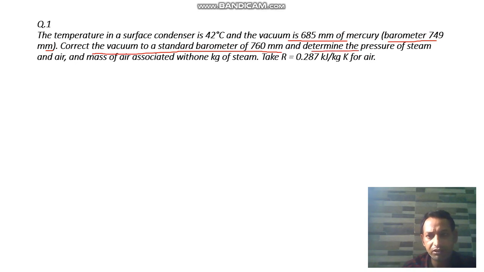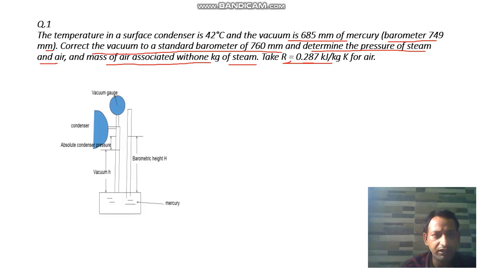The second part is to determine the pressure of the air and steam inside the condenser, and the mass of the air which is associated with 1 kg of steam. Here the characteristic gas constant is given as 0.287 kJ per kg Kelvin. So such type of problem is to be solved. So we look at the diagram.